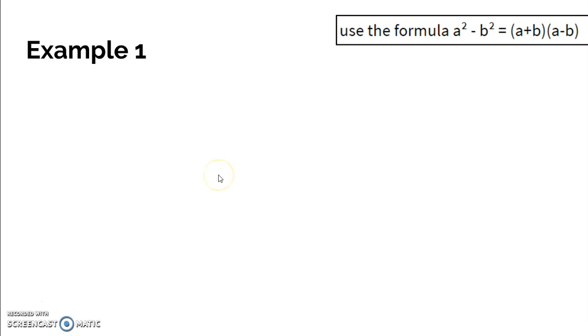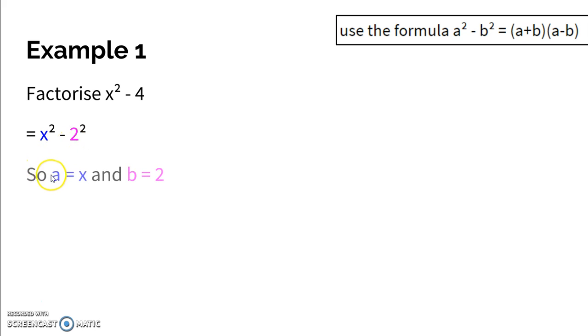For example 1, we're going to factorize x squared minus 4, and we need to use this formula. In this example, we have x to the power of 2 minus 2 to the power of 2. The reason why we have a 2 here is because 2 squared equals 4. Therefore, a equals x and b equals 2 using this formula.